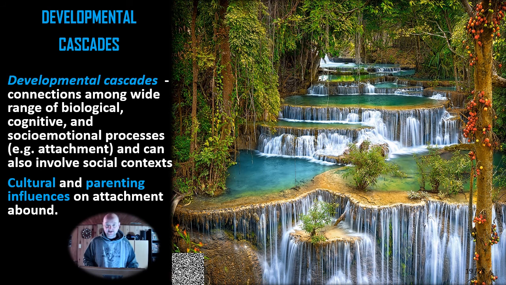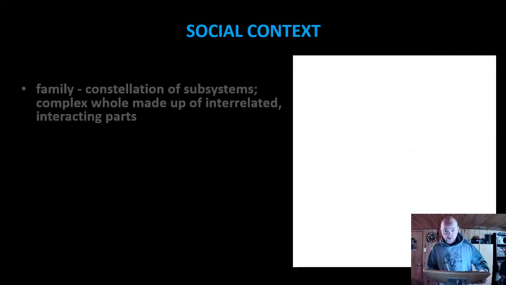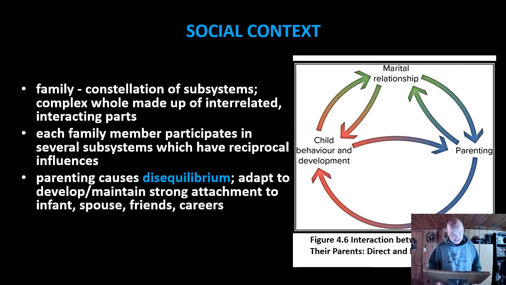A couple more slides here. So, social context. Now that we've explored the infant's emotional and personality development and the idea of attachment, let's examine the social context in which this occurs. Every kid is developing within a certain situation, being parented by certain people who have a certain marriage quality, and that marriage quality influences the way they parent, and the parenting influences the behavior, and the behavior of the kid influences the parenting, which influences the quality of the marital relationship.